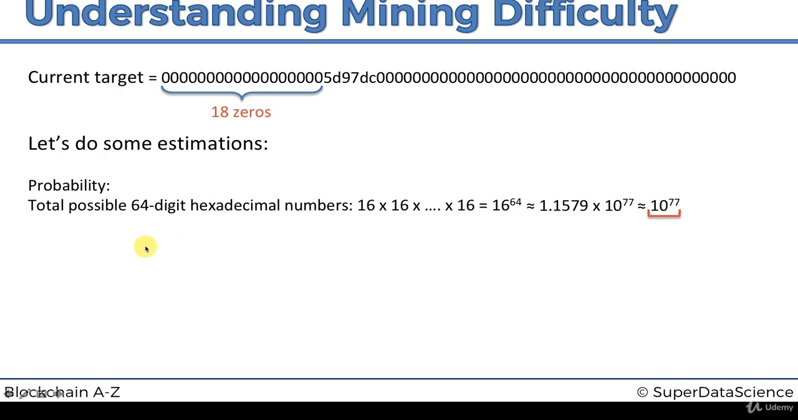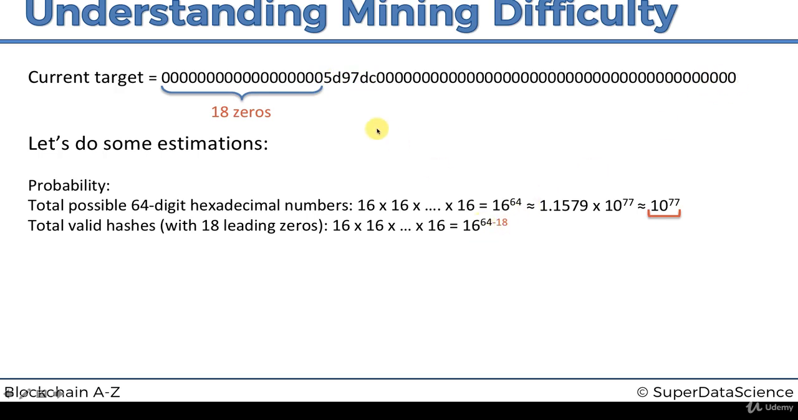And then the second question is, how many possible hexadecimal combinations are there with 18 leading zeros? Well, the answer is 16 to the power of 64 minus 18. That's because on each digit there are 16 options, 16 options, and so on, so 16 times 16 times 16 times 16, 64 minus 18 times, because we cannot touch these, they have to be zeros. That's approximately 2 times 10 to the power of 55. We're going to underline that with green.